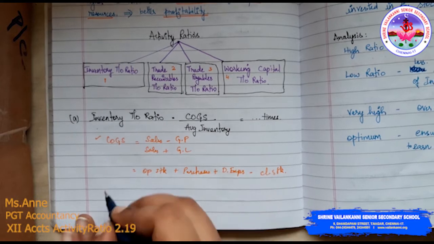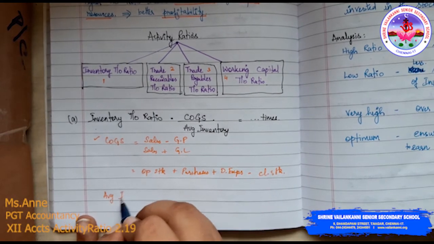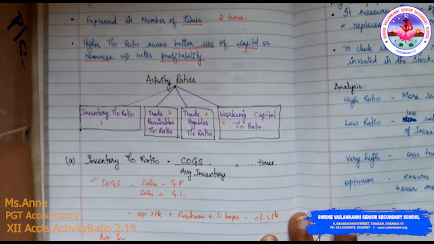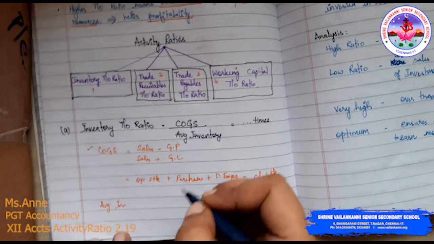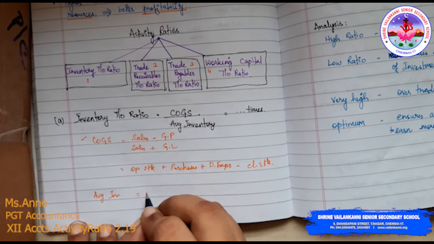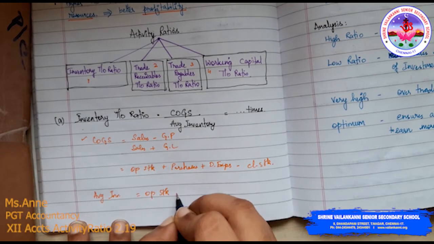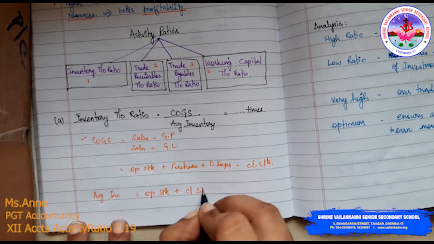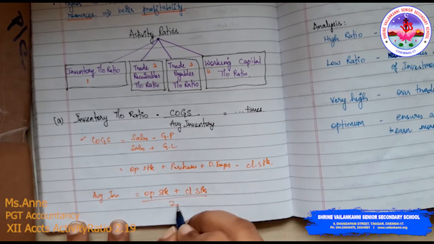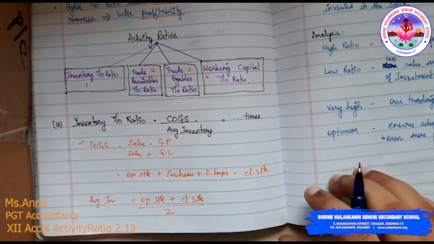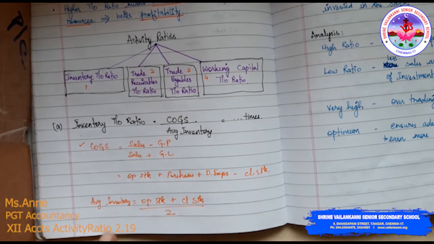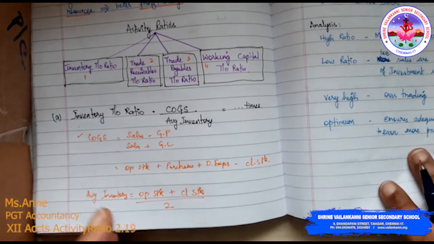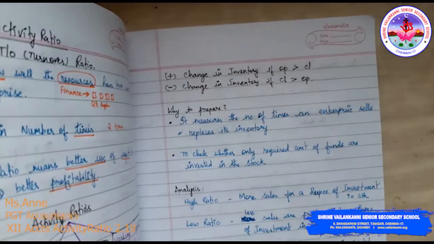So these are the various things that you need to remember for calculating cost of goods sold. Now what is average inventory? Average inventory will be opening stock plus closing stock divided by 2. So this will be the average inventory. Inventory is nothing but stock.